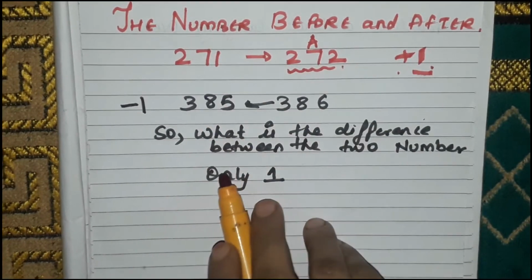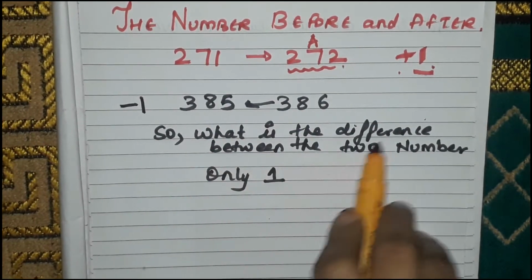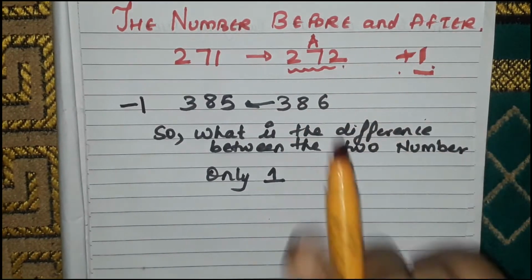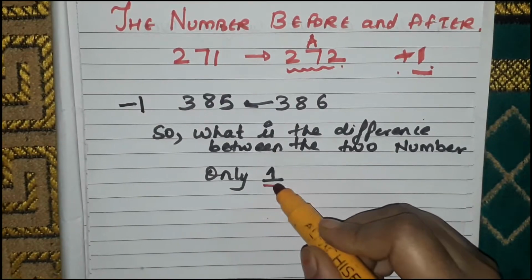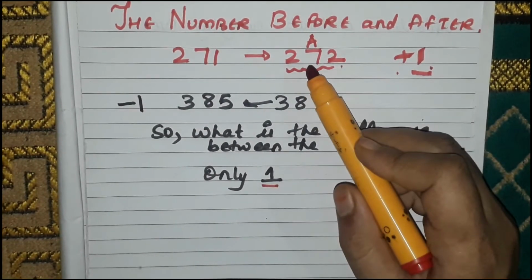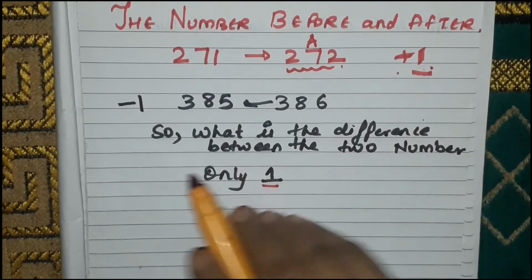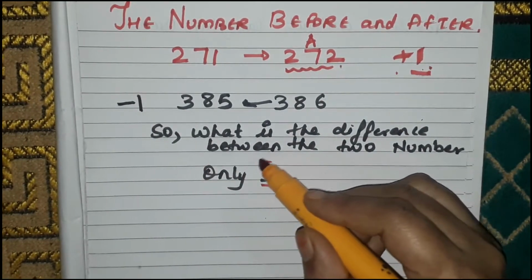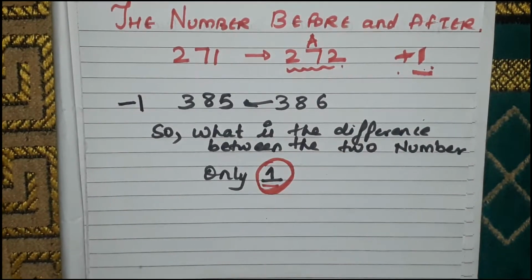So what is our conclusion? What is the difference between the two numbers? In both cases there is only a single digit difference, that is, only 1 is the difference. In the after case we have to add 1, and for the before number we have to subtract 1. So only 1 number difference is there.